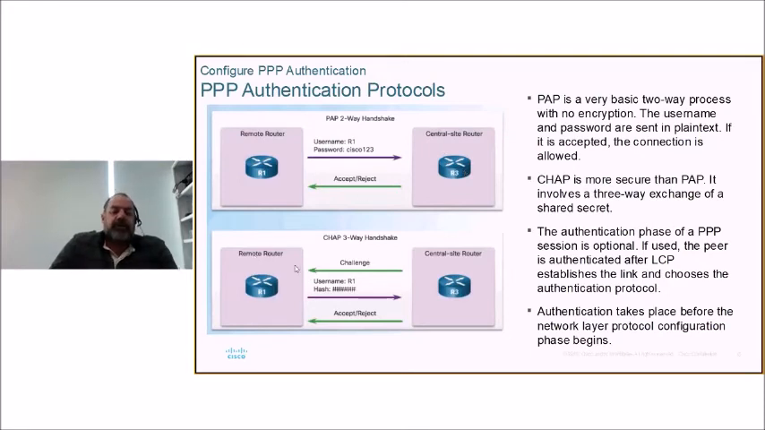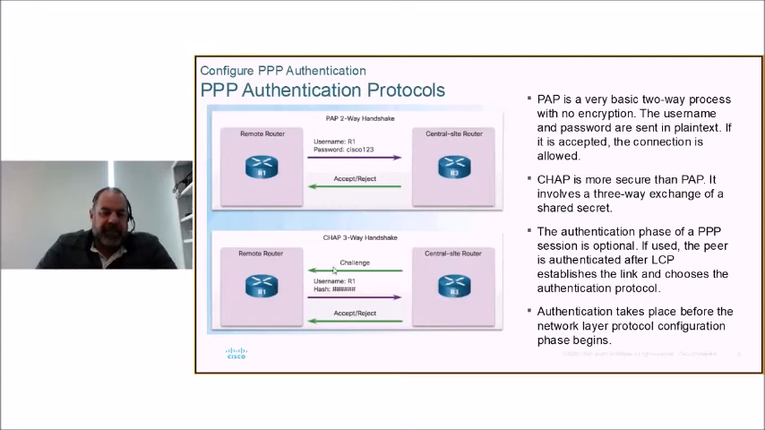Now, the remote router is still connecting into the central site router, but as you can see, it's actually the central site router that handles the authentication process. So it controls all of them. Like this one here, the remote router actually started it by sending it, and so brute forcing works easier in PAP than it does with CHAP, that's for sure.